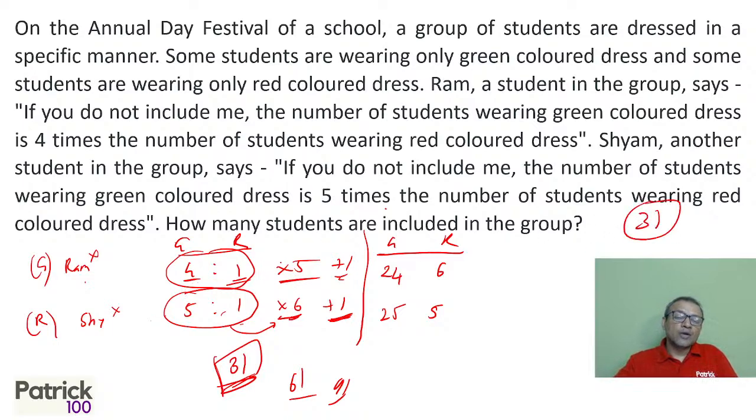So 4:1, so we say it's a multiple of 5 because 4 plus 1 is 5, multiple of 5, and then add 1. So if 5:1, total is multiple of 6, then add 1. So the answer should be multiple of 30 plus 1, 31. Substitute 31 and check, you will realize it will satisfy. Therefore the answer is 31.